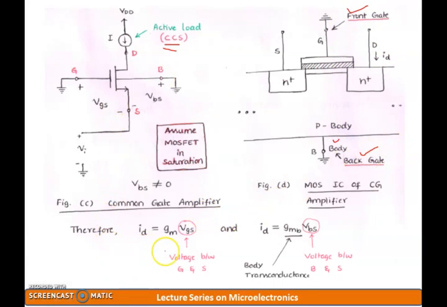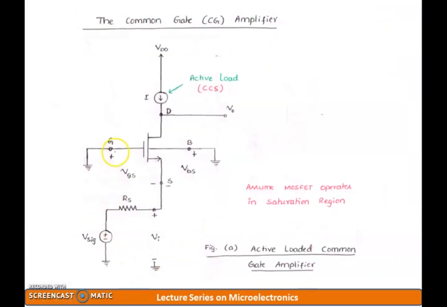Now since ID can be represented by the term gm times VGS, that is the voltage between gate and source, that is what your VGS is. If I consider the body effect or back gate effect also, then a new term will come into the picture, that is gmb, which is also known as body transconductance. Now let's try to analyze the detailed common gate amplifier with active load.